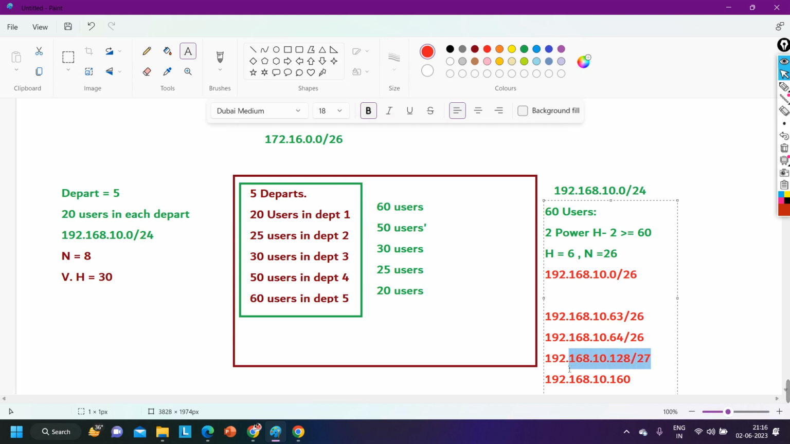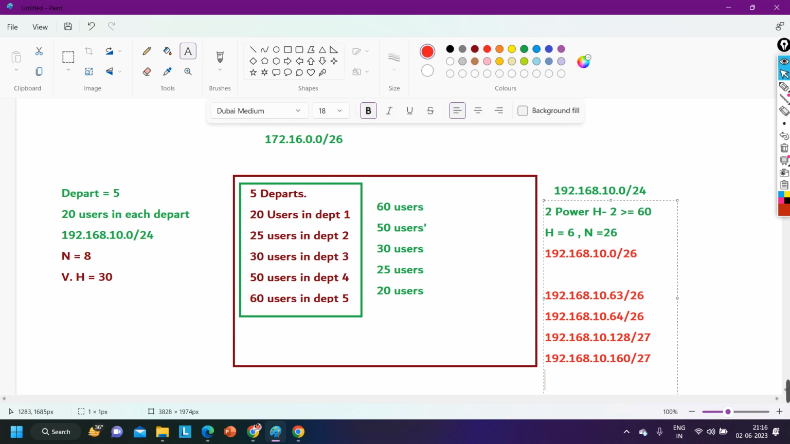So this is the result for which department? Department 3. And in department 4, how many users are required? 25. So what should be the CIDR value? Same, 27. Then what will the next network ID be? 192. So 192.168.10.192 slash 27.